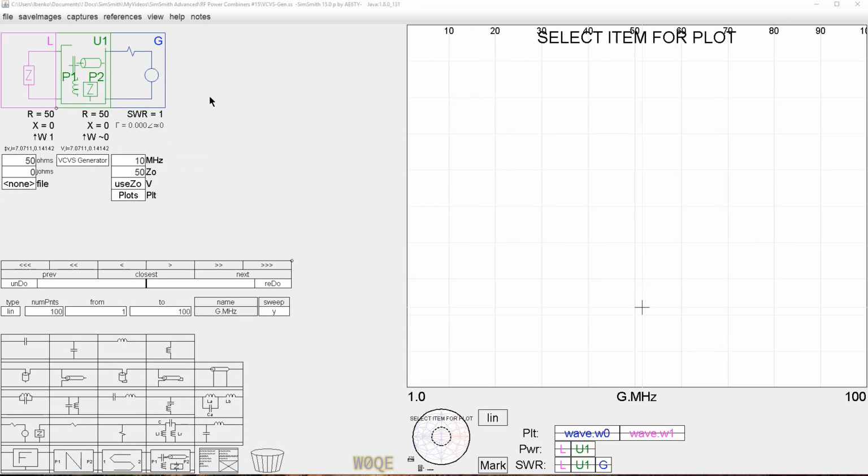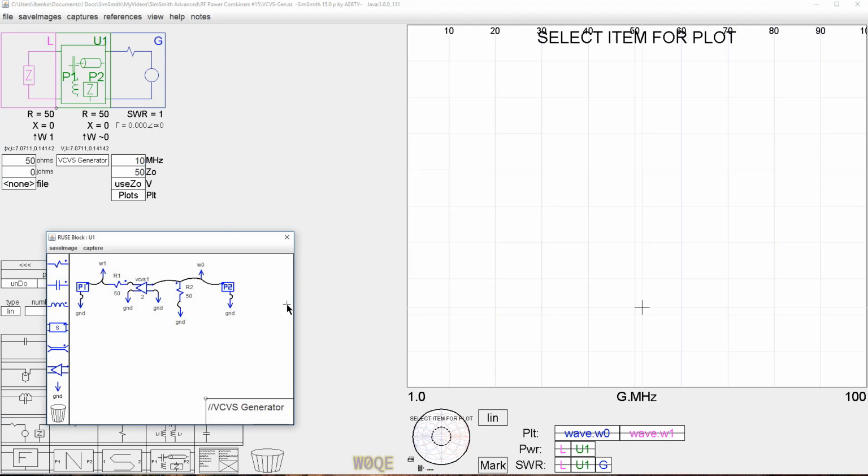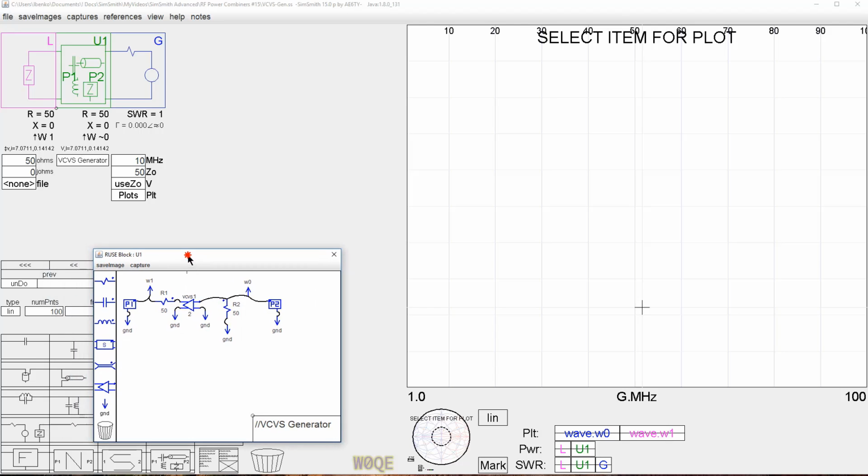I just brought up a new circuit here. And this circuit has a voltage-controlled voltage source within it. When you bring up your Ruse block in your version of SimSmith, you may not see this component here. This component is an optional component. There are 2 optional components.